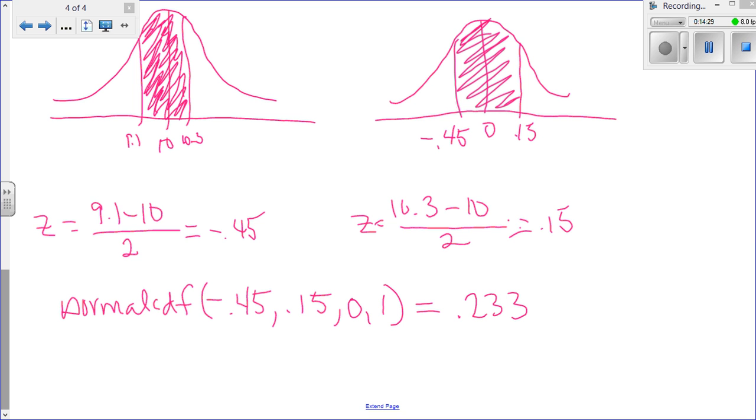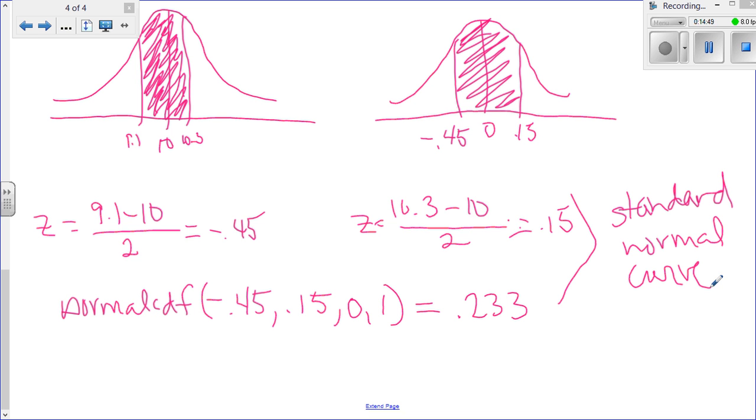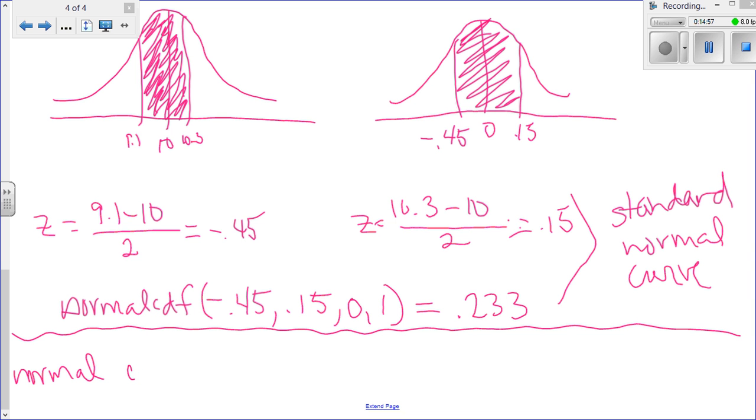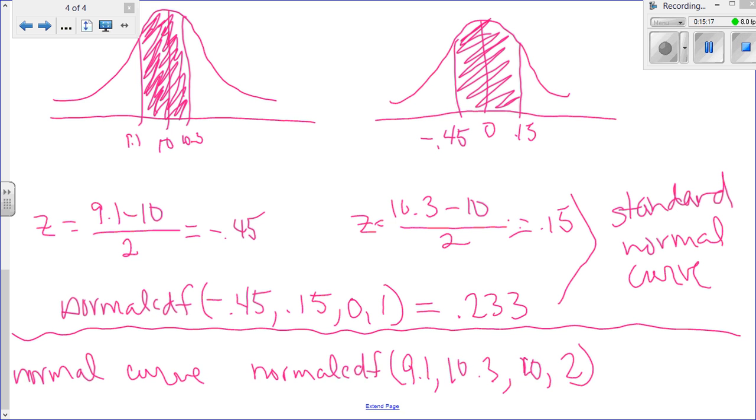Now, like I said, you don't necessarily have to do all that changing for the problem. This is using the standard normal curve, and this is just going to be a good old normal curve. So just use the information that we were given, and we're still going to keep it normal CDF because that's not changing. My lower bound was 9.1. My upper bound was 10.3. My mean was 10. My standard deviation was 2. And if you type that into the calculator, you still get 0.233. So either way, it doesn't matter. You're going to end up with the same answers.